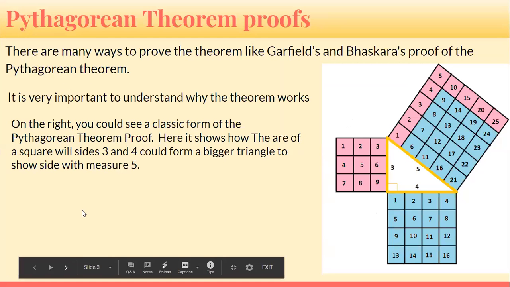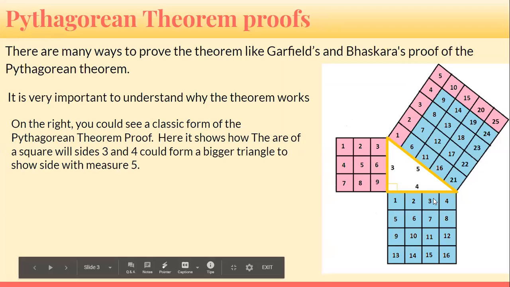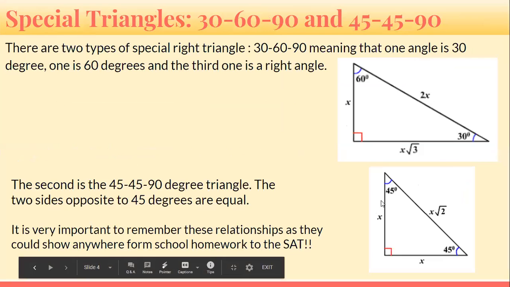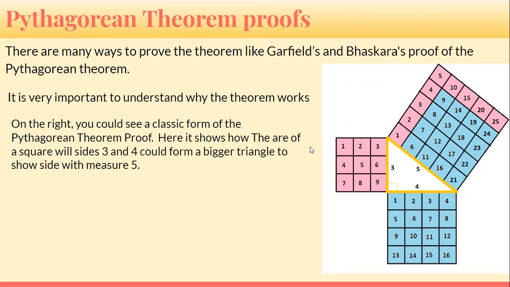I put a proof of the Pythagorean theorem here. If you have a square with sides of 3, it has an area of 9. Then a square measuring 4 by 4 has an area of 16. Then 9 plus 16 is 25, so the area is 25, a square with side 5. It's a pretty basic proof. There are many other ways to prove the Pythagorean theorem, such as Garfield's proof.